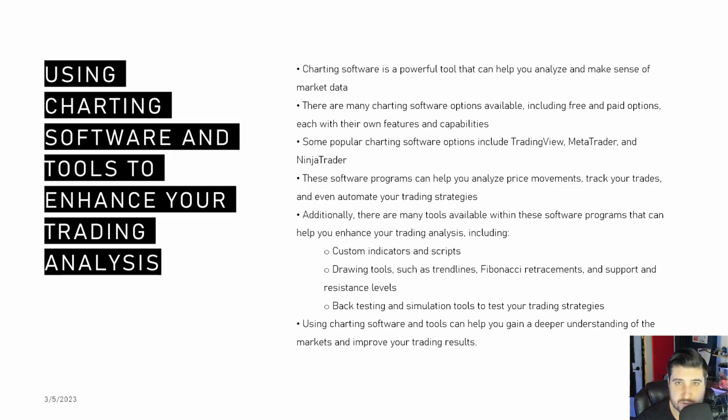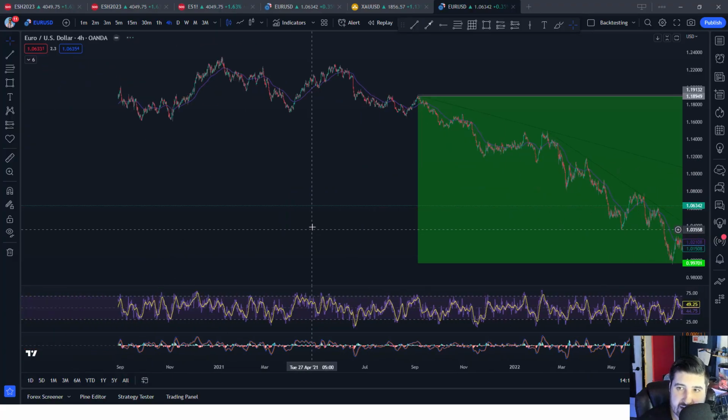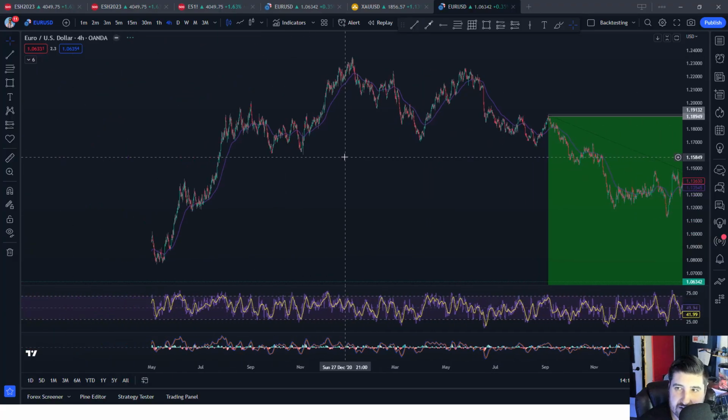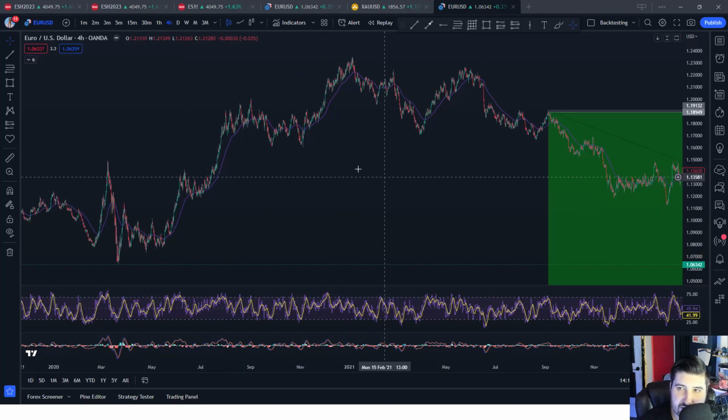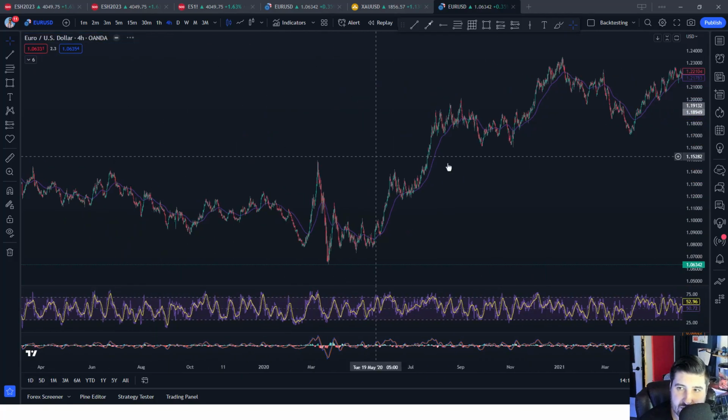So let's get into TradingView. I'm going to show you how to backtest and also ways to actually get some data. So there's a few ways to backtest. You could keep the chart as is and then backtest your setup and just keep drawing it out like this.